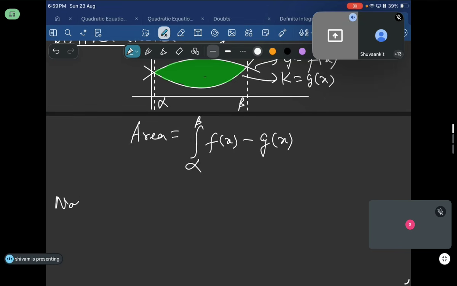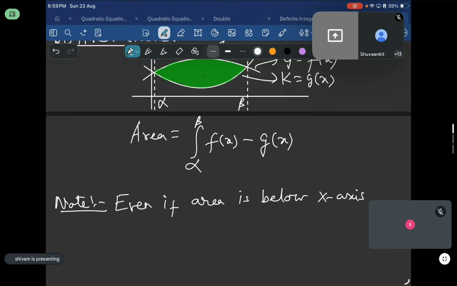So everyone note it down. Even if the area is below the x-axis, then also we'll get the same expression.